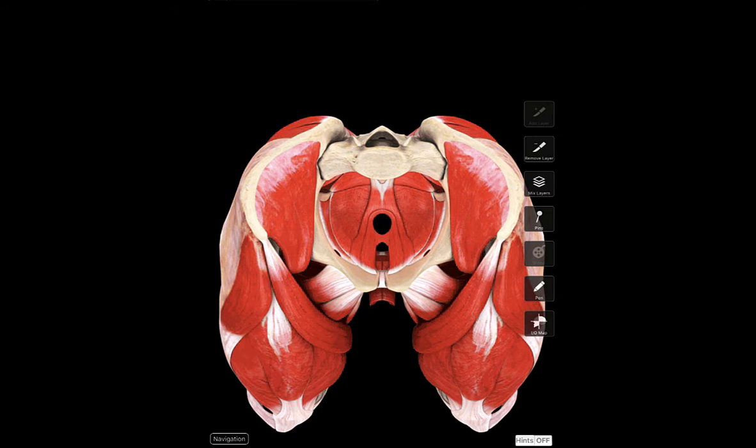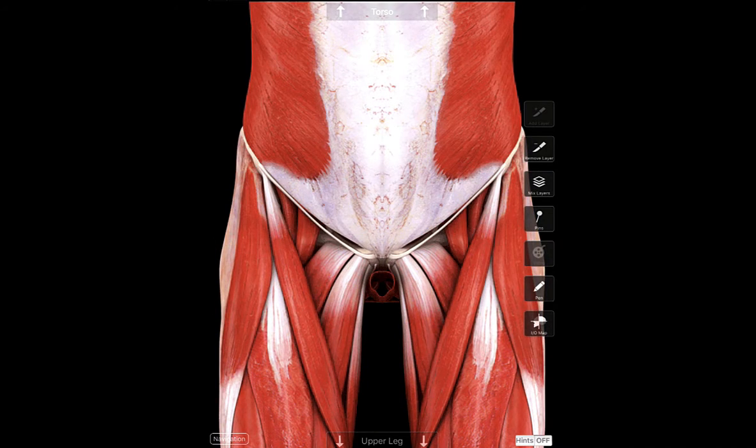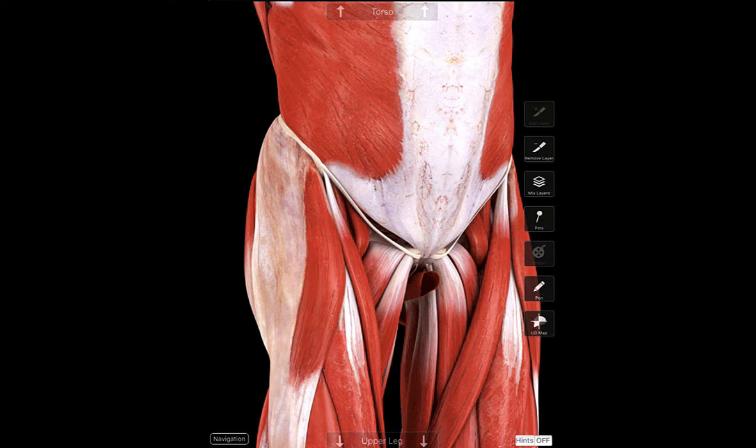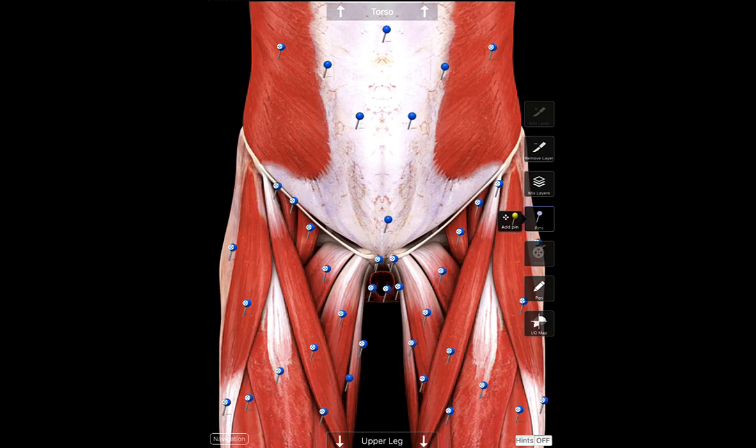All right, there are three more that I want to look at. This would be the bulbospongiosus right here. I can show you what that looks like by itself. Here it is. Here's that bulbospongiosus.